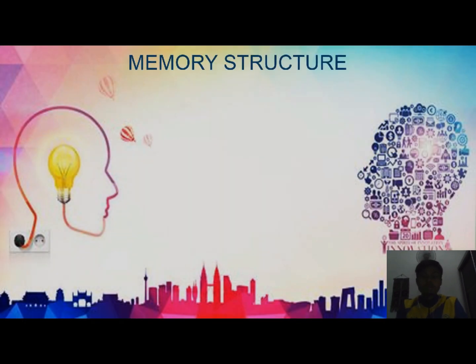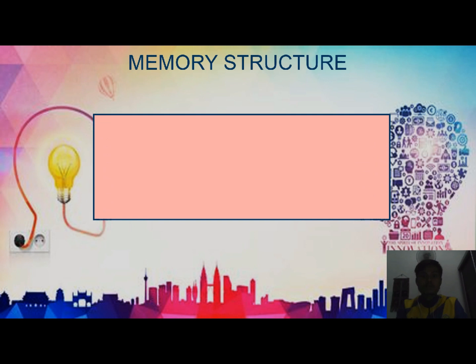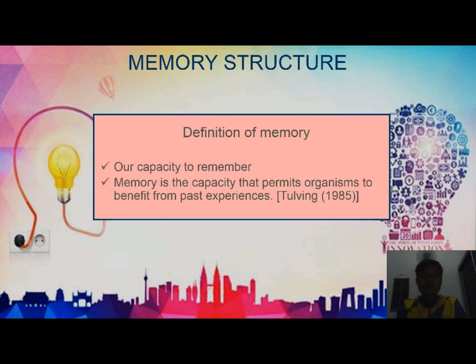For the first slide, under the memory structure, you will know about what memory is. The definition of memory is our capacity to remember something that we have achieved or gained. The second one: memory is the capacity that permits organisms to benefit from past experiences, by Turvey 1985. From this definition, what I understand is that memory is something we can use in the present or in the future from our past experiences.